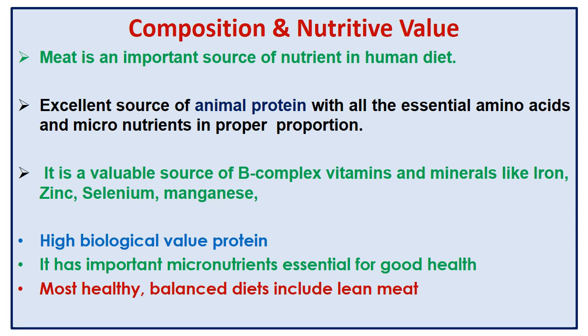B complex vitamins normally is not available in many foods, so meat is a very good source of B vitamins, and also some of the important minerals like iron, zinc, selenium, manganese, even copper, cobalt. So all these things are very important, and meat is a good source of them. As I mentioned, biological value of protein from meat is very high. That depends on the distribution of the essential amino acids, and it is an important micronutrient essential for good health, and most healthy balanced diet include lean meat.